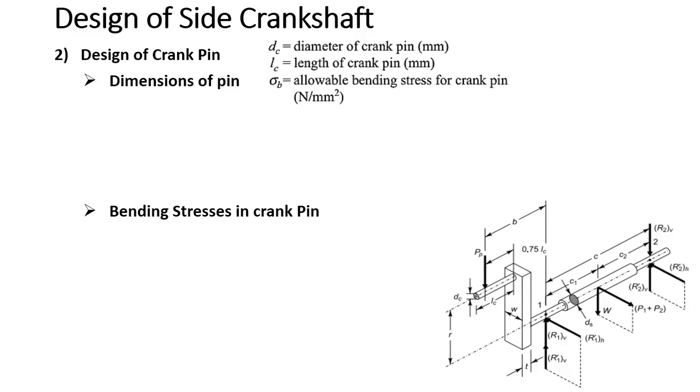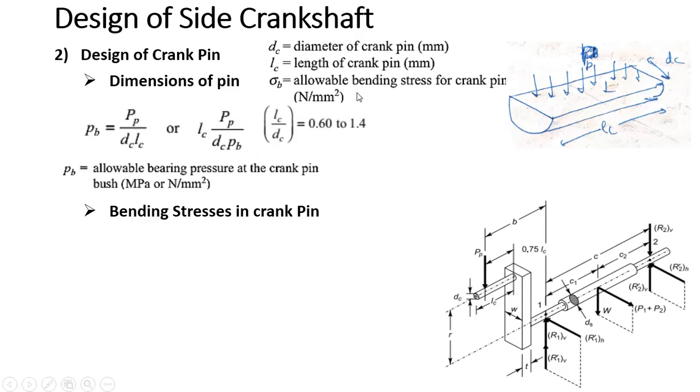Next is the design of a crank pin. Here DC is the diameter of the crank pin, and LC is the length of the crank pin, similar to the previous case. Now for the dimensions of the pin, I want to calculate LC and DC. LC you will calculate using the previous formula, where we assume that the forces are uniformly distributed, and because of this the pressure will be force by area. Pressure will be PB, the force will be PP, and the area is DC into LC, so you will get LC from this.